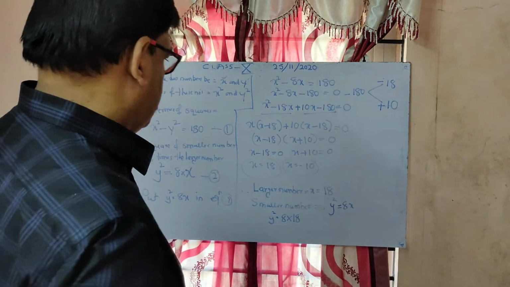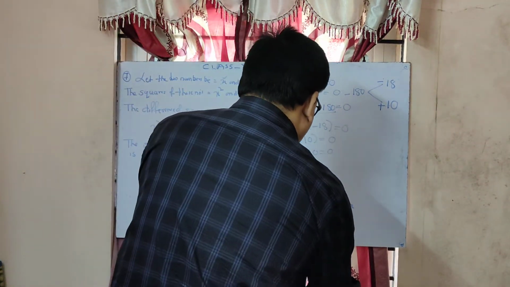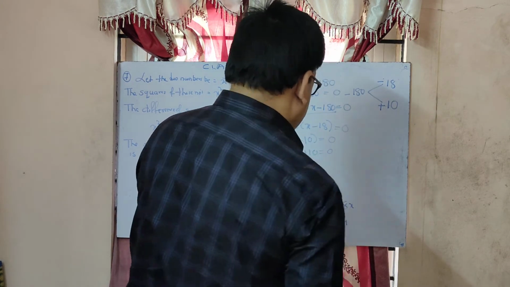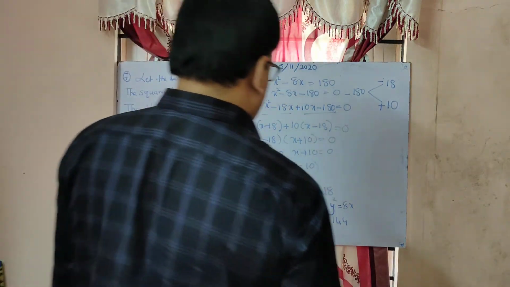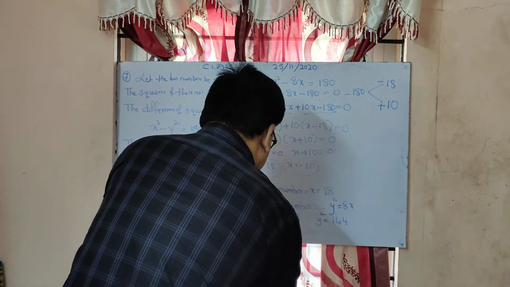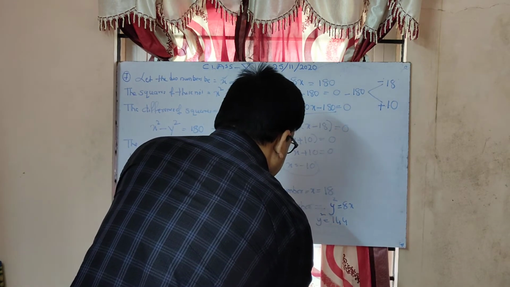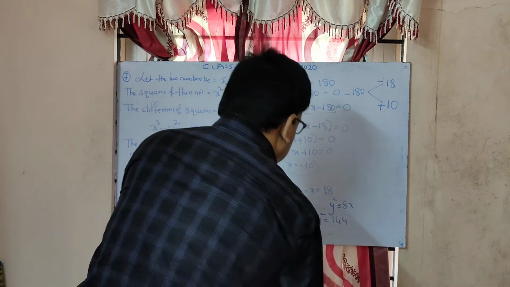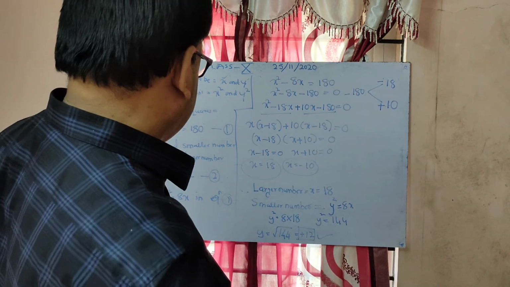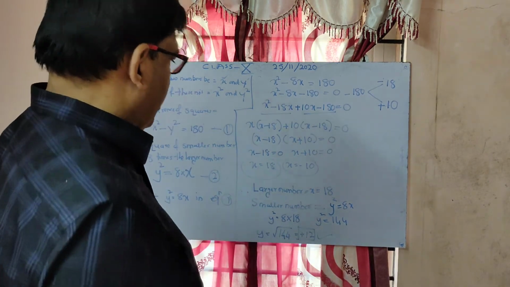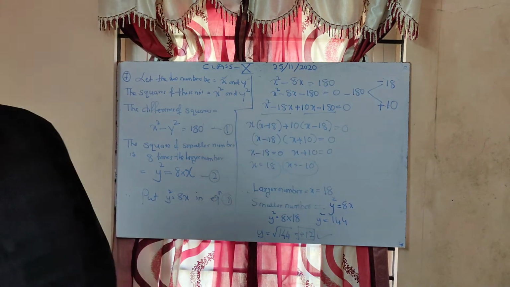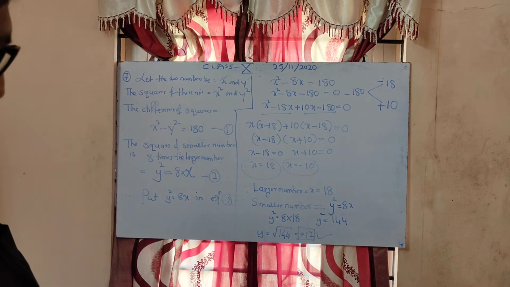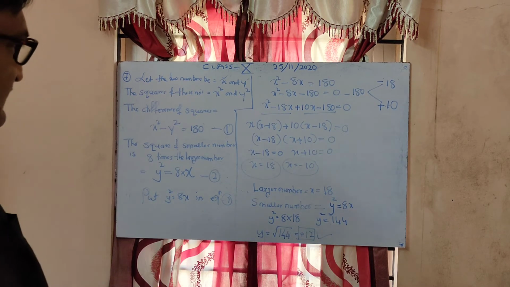Okay now, so y square is equal to how much now? 18 8s are how much? 144. 18 8s are 144. So what is y equal to? Square root of 144, that is 12. Therefore the smaller number is 12 and the bigger number is 18. So this is how you have to do this example.